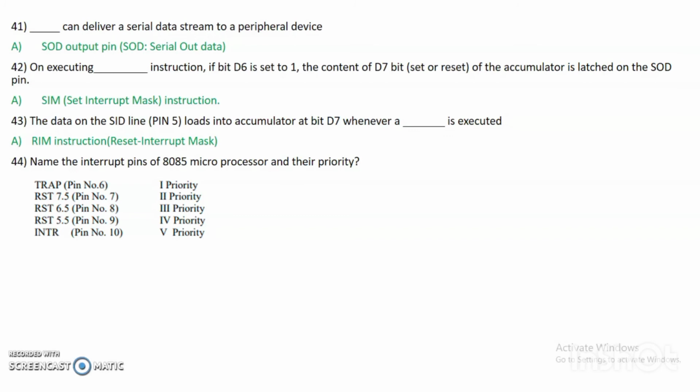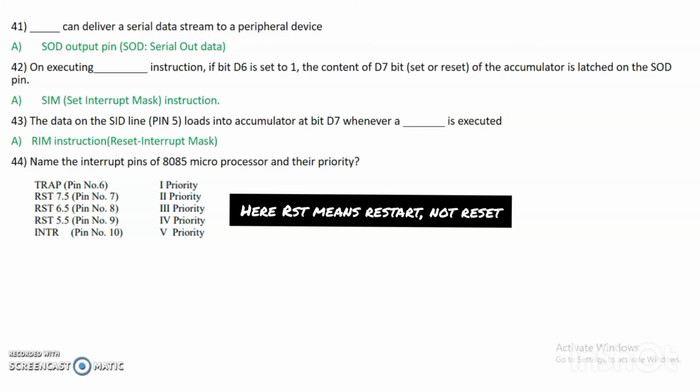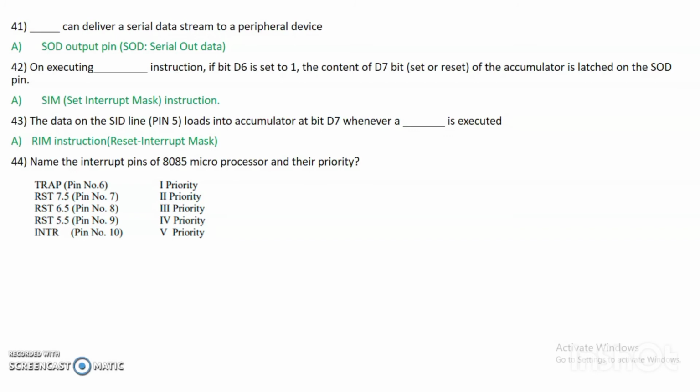Reset 7.5 will have second priority, reset 6.5 will have third priority, reset 5.5 will have fourth priority. From the examination point of view, they'll ask you which has the highest and which has the lowest, and try to remember the pin numbers of the interrupts also.